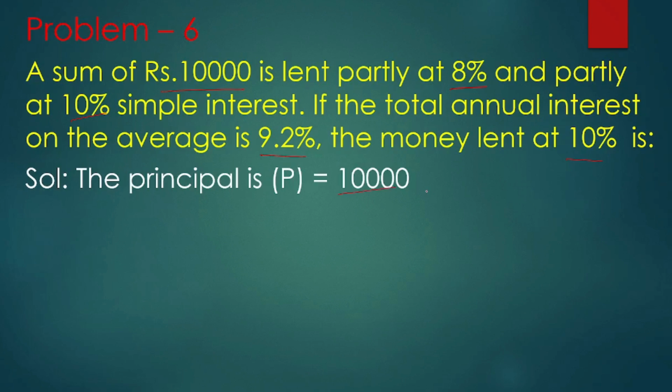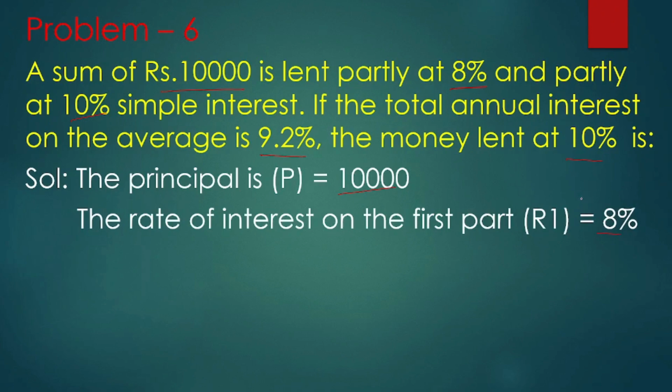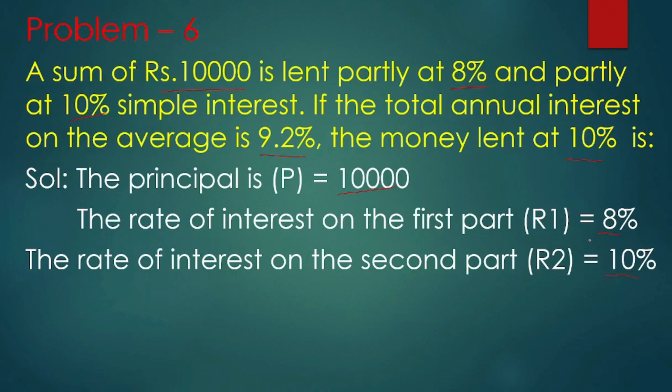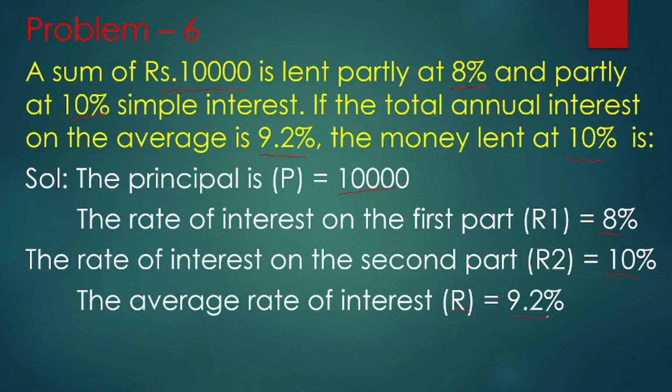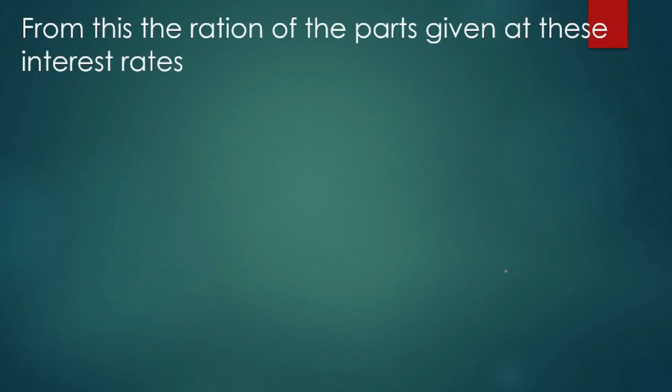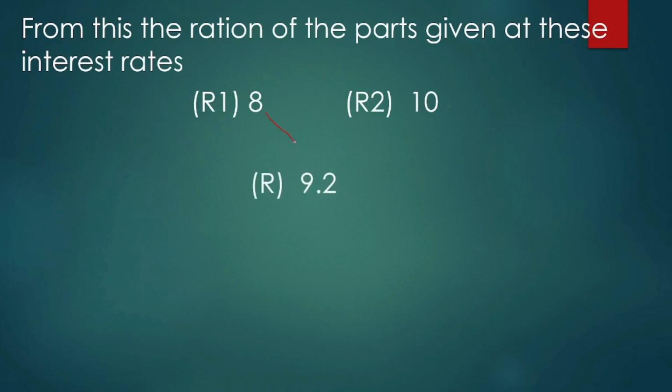So the principal is 10,000. The rate of interest on part 1, R1, is 8%, and the rate of interest on part 2, R2, is 10%. The average rate of interest, R, is 9.2%. Now we calculate the ratios of these two rates of interest. R1 is 8 and R2 is 10, and if we mix these, we get 9.2. From the method of alligation and mixtures, the difference between 10 and 9.2 is 0.8, and between 8 and 9.2 is 1.2. In terms of ratio, multiplying by 10, 0.8 and 1.2 become 8 is to 12.